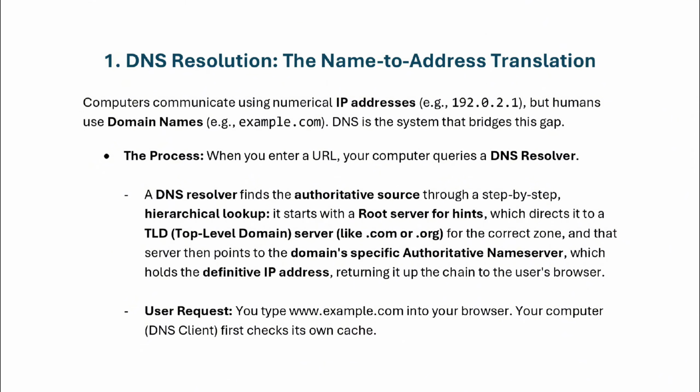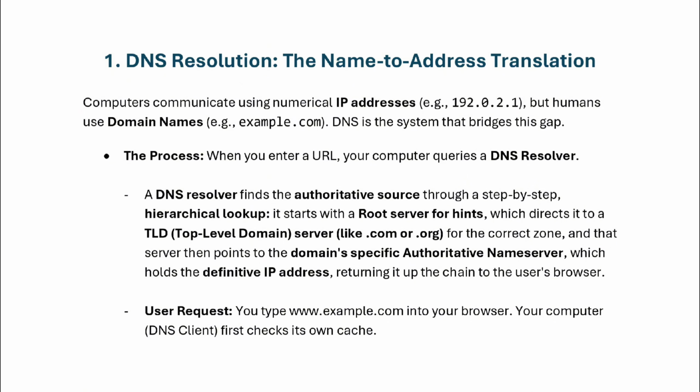So the process is: when you enter a URL, your computer queries a DNS resolver. A DNS resolver finds the authoritative source through a step-by-step hierarchical lookup. It starts with a root server for hints, which directs it to a TLD, or top-level domain server, like .com or .org, for the correct zone. That server then points to the domain-specific authoritative name server, which holds the definitive IP address, returning it up the chain to the user's browser.